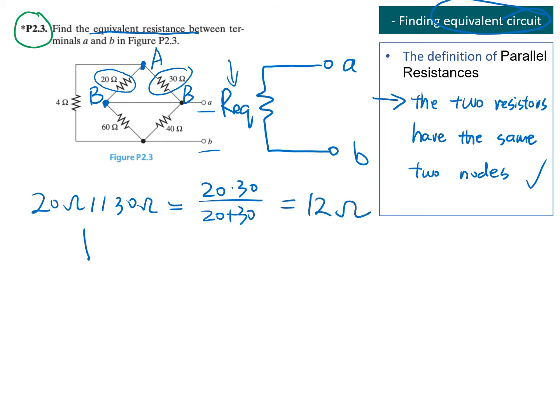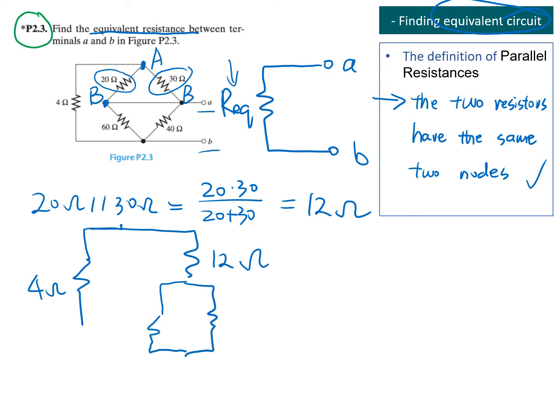So we can redraw the circuit diagram. Keep it like this. This is 4 ohm. This is our new 12 ohm. And this is 60 ohm unchanged. This is 40 ohm unchanged. This is our new circuit diagram. And this is terminal A and B.